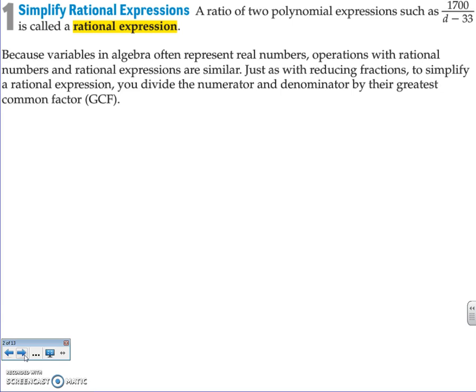The good news is that it follows all the same rules and steps of regular fractions, but the bad news is that since they have variables, you can't use the calculator to do math or reduce it for you. So let's review the basics.